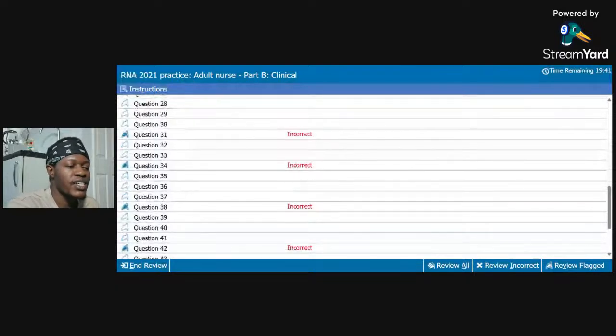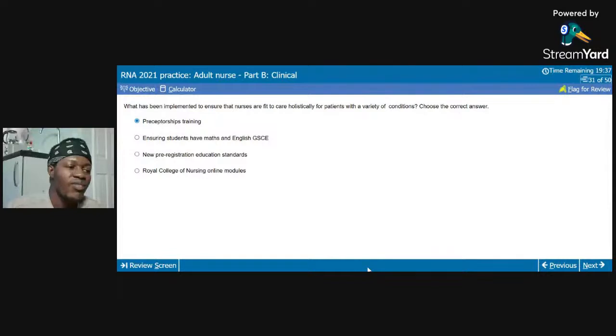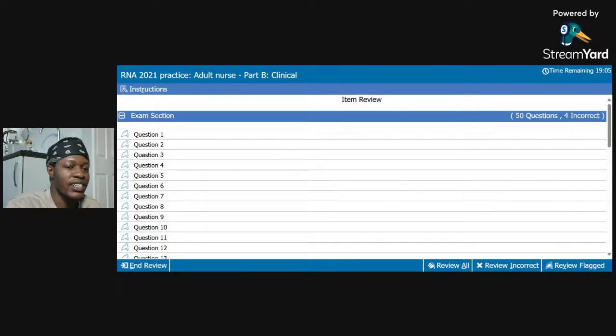So 31 says, I should have known. What has been implemented to ensure that nurses are fit to care holistically for patients with a variety of conditions? It's new registration requirements, such as this clinical practice test that we're doing right now, because it wasn't like this until 2021. I remember I almost did mine, but then they changed it. So I was one of the people who wrote these exams early on back then. So let's see, this is 31. Let's see if this is the right answer. Yes.